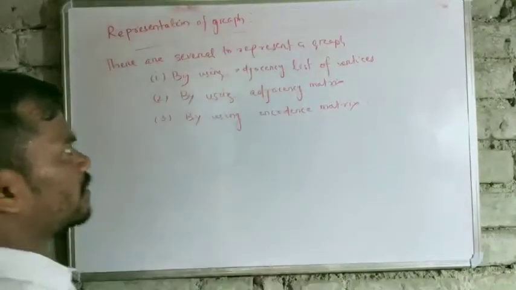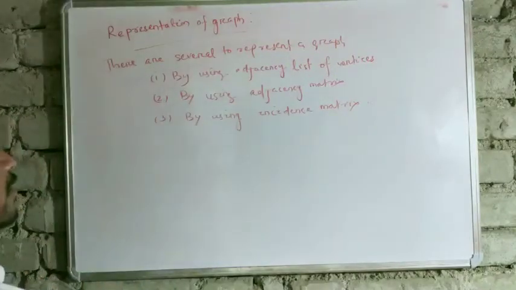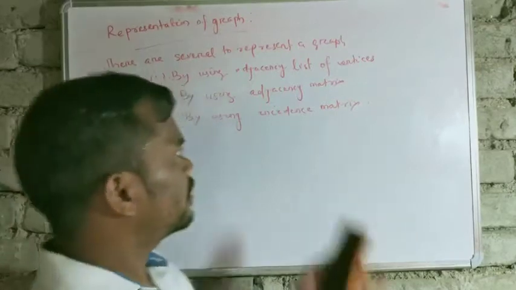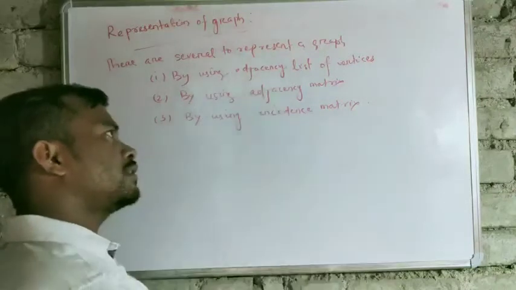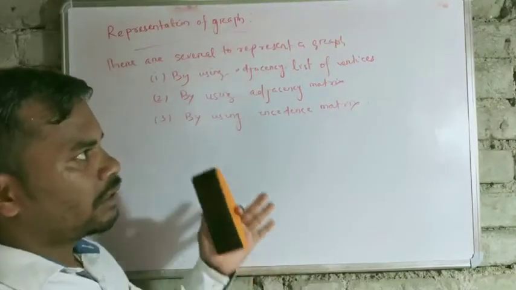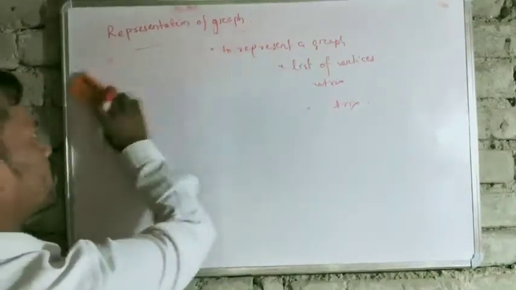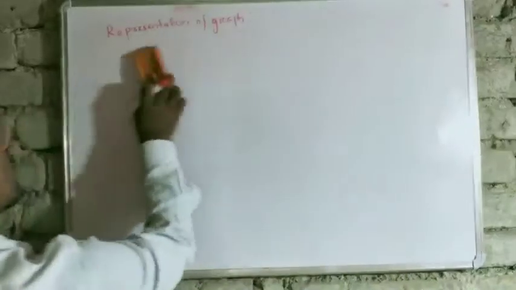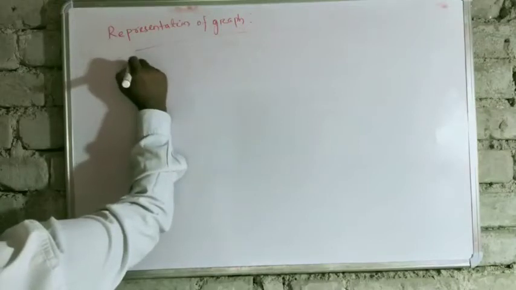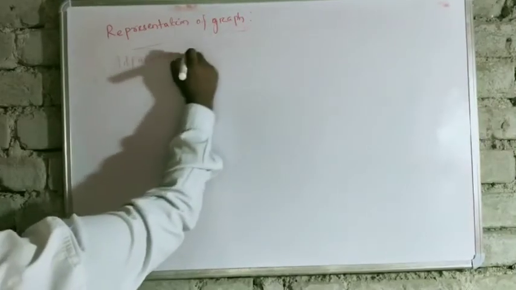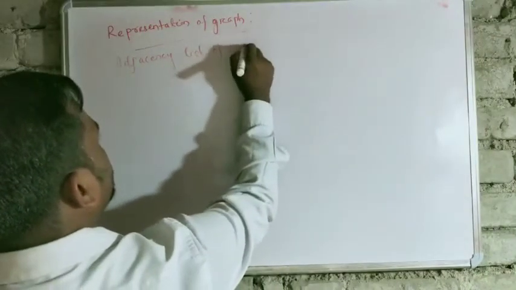So first we will study how to represent a graph by adjacency list of vertices. You know already what is adjacency of a vertex. The adjacency of a vertex is how it is connected by an edge. Okay, so now I will show it. Adjacency list of vertices.